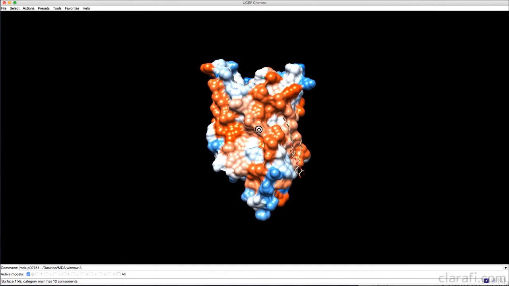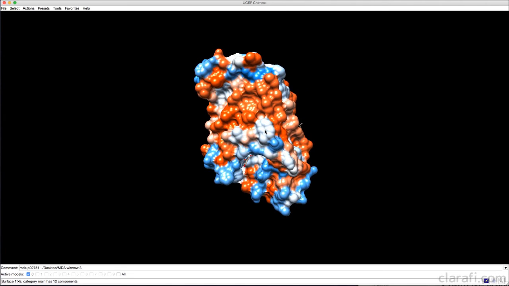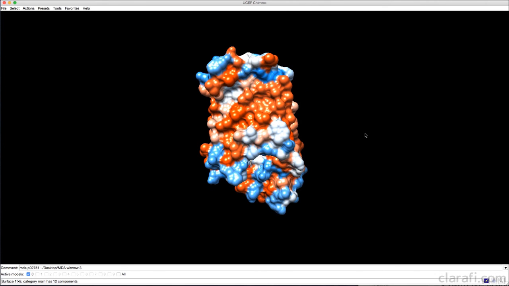We already knew how this aquaporin sits in the membrane, but visualizing hydrophobicity of less well-characterized proteins can hint at how they interact with their surrounding environments.